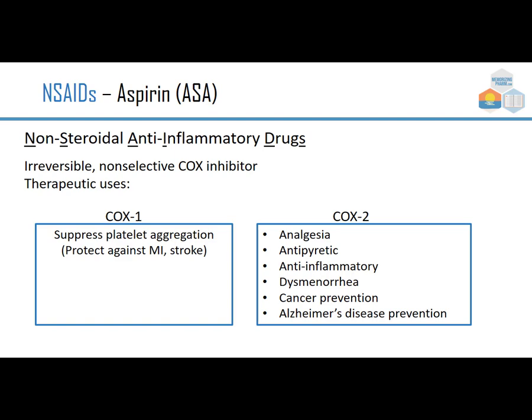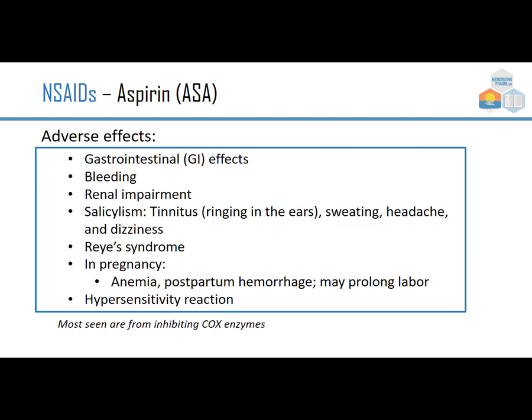So plenty of things that aspirin can do, and we may be actually not using it enough, but there's certain ways that it's safe and it's not. So let's go into the adverse effects. So the GI adverse effects, we can have bleeding, renal impairment. Salicylism is where you can get tinnitus, which is ringing in the ears, sweating, headache, and dizziness.